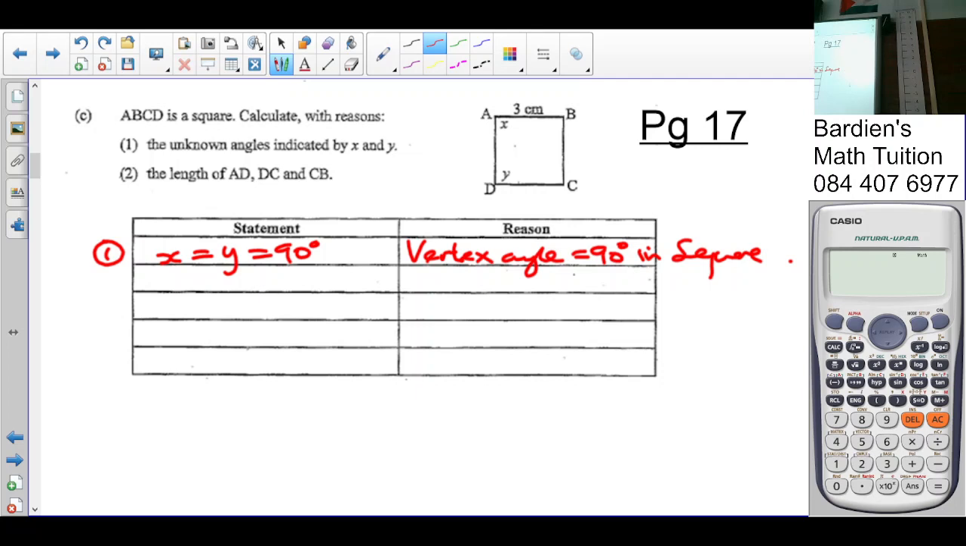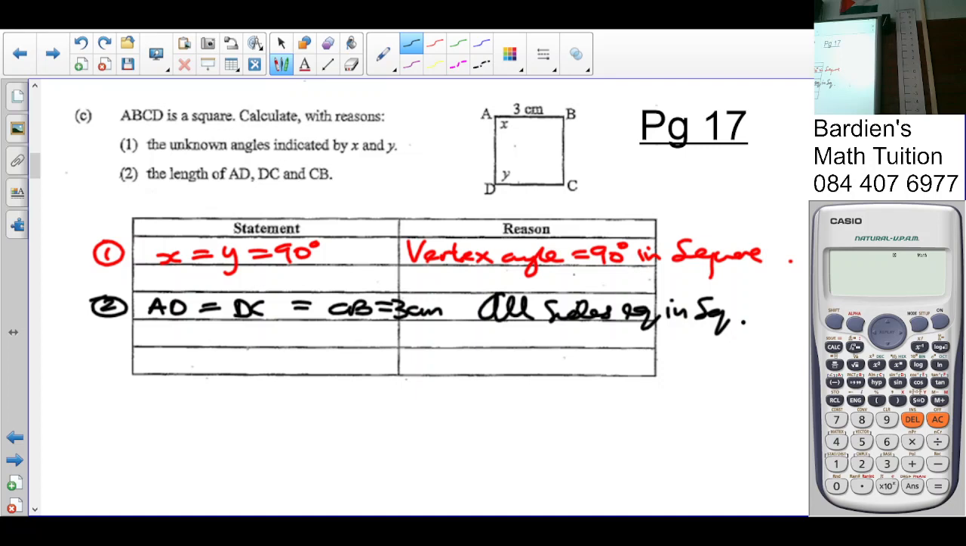Okay. Number 2. What can we say about number 2? The length of AD, DC, and CB. They are all equal to 3 centimeters. Why? All sides equal in a square. Otherwise, you can write AD is equal to 3 centimeters, all sides equal in a square. DC is equal to 3 centimeters, all sides equal. And CB is equal to 3 centimeters, and so on. Will you guys understand?